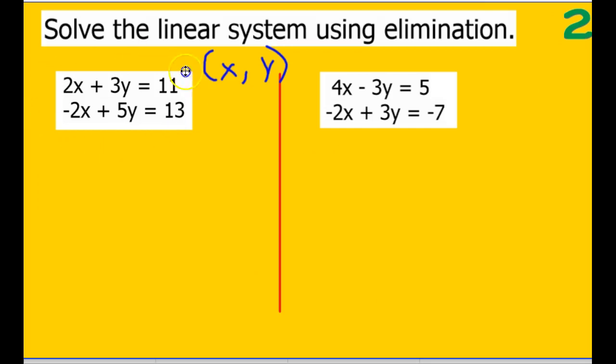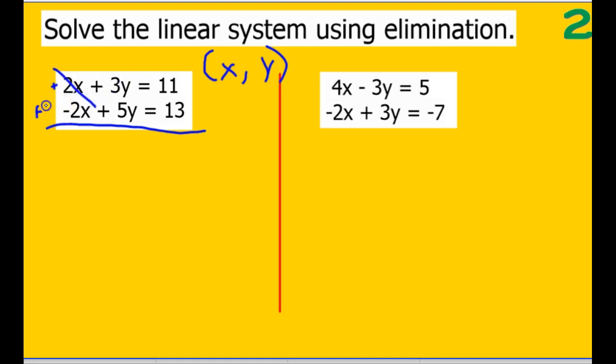So just looking at this first problem, what can we find that is the opposite? Well, if we look at 3y, we need to find something else that has a y. If we look down at the other problem, we have a positive 3y and a positive 5y. 5y is not the opposite of 3y. So we have to look at the x. 2x is positive 2x, and we have a negative 2x. Negative 2x is the opposite of positive 2x. So we can eliminate that. So we'll eliminate the x's.